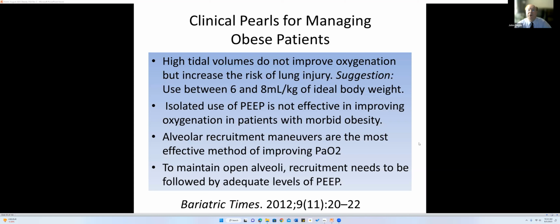Some clinical pearls for managing obese patients. High tidal volumes do not increase oxygenation, but increase the risk of lung injury. Suggest using between 6 and 8 mLs per kilogram of ideal body weight. Isolated use of PEEP is not effective in improving oxygenation. Alveolar recruitment maneuvers are the most effective method, as illustrated in the previous slide. And to maintain open alveoli, recruitment needs to be followed by adequate levels of PEEP, also illustrated in the previous slide.